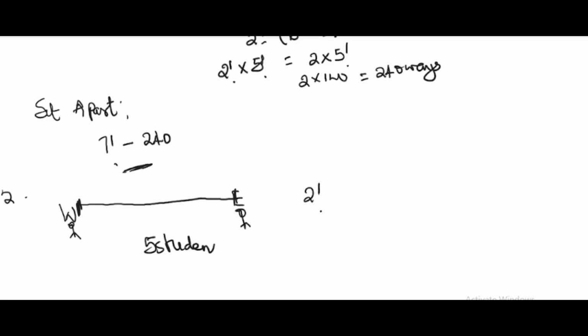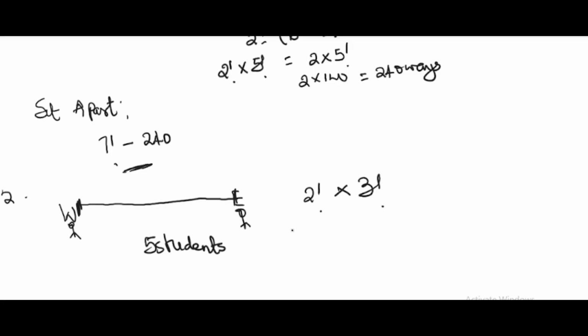And out of these 5 students, it is certain that 2 students must be at the end. So what we are now doing, we have known that either this first student is here and the second student is here, or the second student is here and the first student is here. So having settled that, we are left with 3 students. Now we are to arrange the 3 students at the middle of the bench in 3 factorial ways.